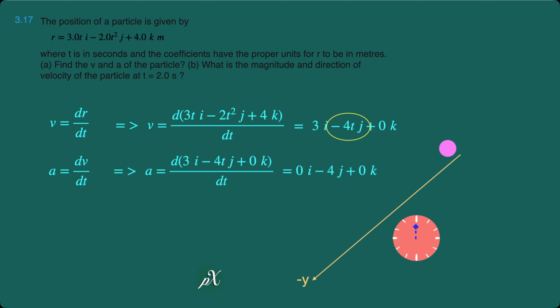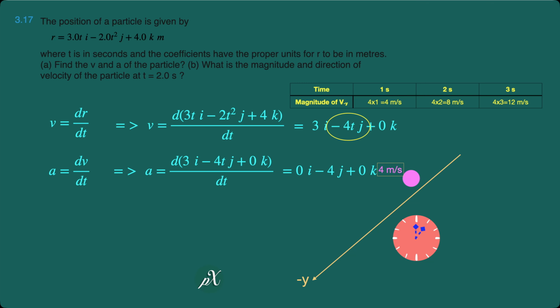Notice that this component changes with time. At t equals 1 second, it is negative 4 meters per second. At t equals 2 seconds, it becomes negative 8 meters per second. And at t equals 3 seconds, it becomes negative 12 meters per second. So as time increases, the particle moves faster and faster in the negative y direction. Now that we've visualized the velocity, let's solve part B.